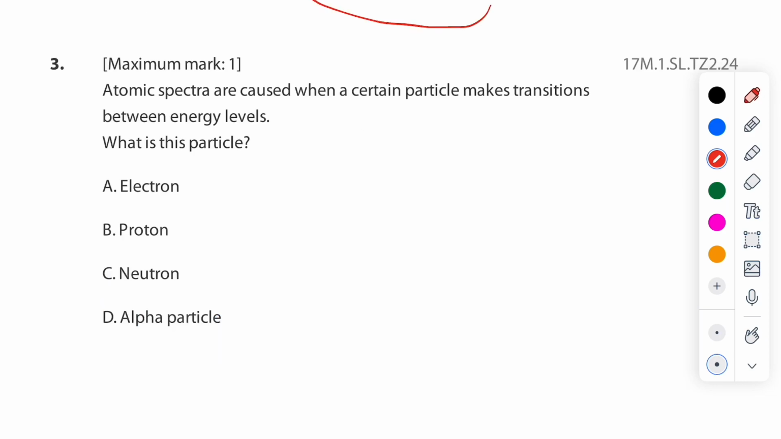Question number 3. Atomic spectra are caused when a certain particle makes transitions between energy levels. What is this particle? Energy levels means it is always electrons that are transitioning between these energy levels. Therefore the option is electron, whereas protons and neutrons are nucleons. They do not come outside of the nucleus, and an alpha particle is a helium nucleus, so it is not associated with any transition between the energy levels. So the only option is option A, electron.